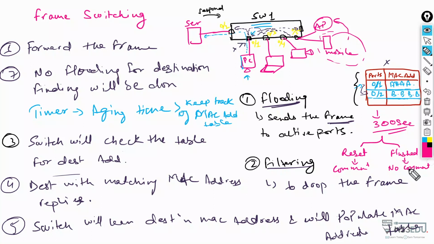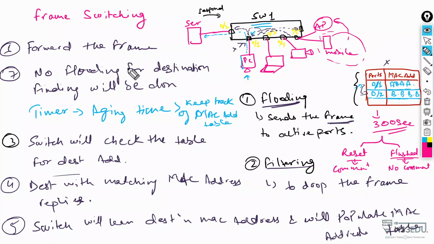After a certain period of time, whatever you configure, 300 seconds or 500 or whatever seconds you want, based on that the timing of that entry will be reset, or that entry will be flushed out. It will not move forward from there.